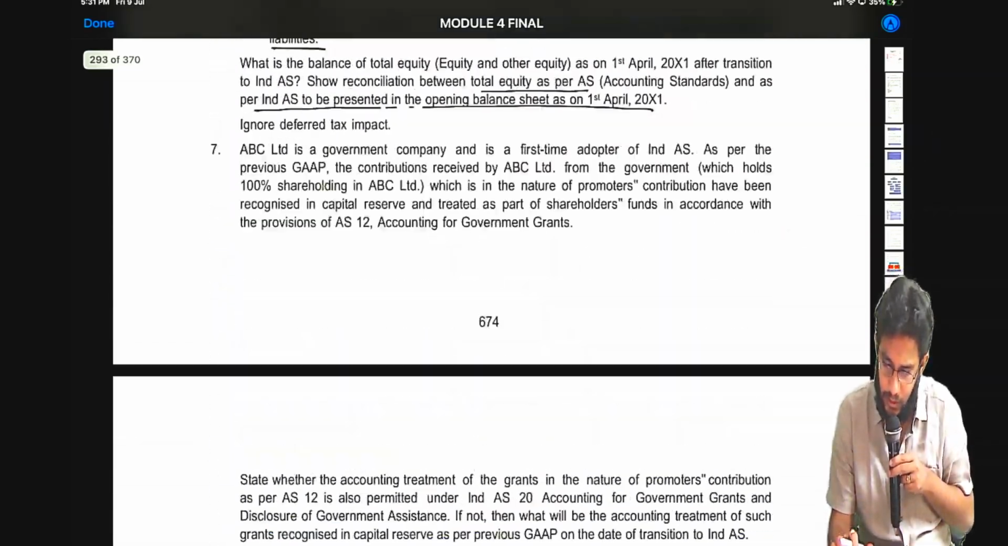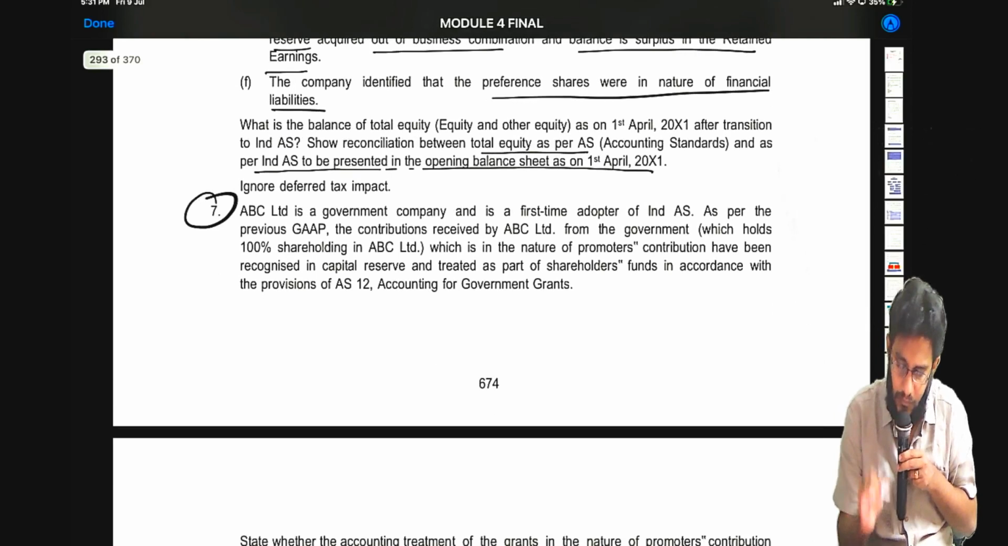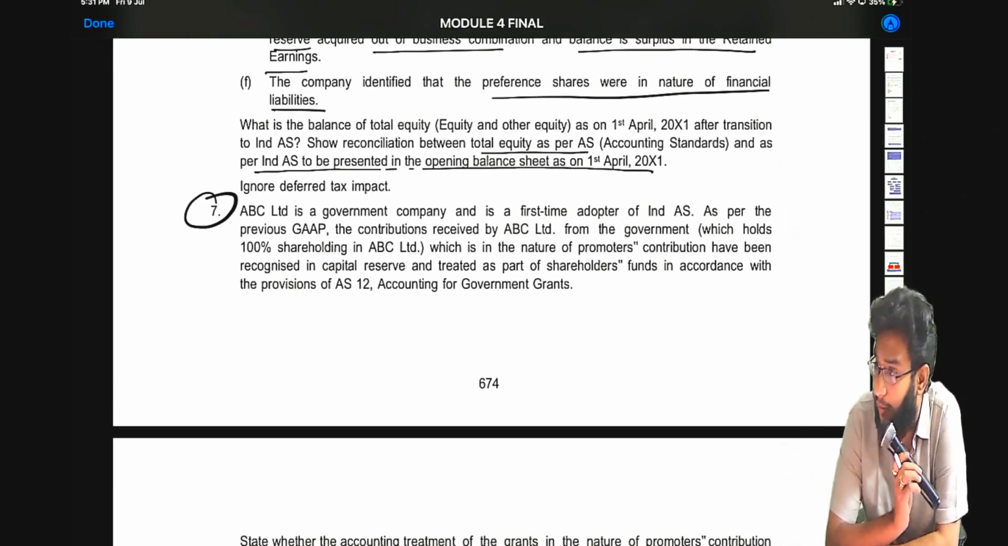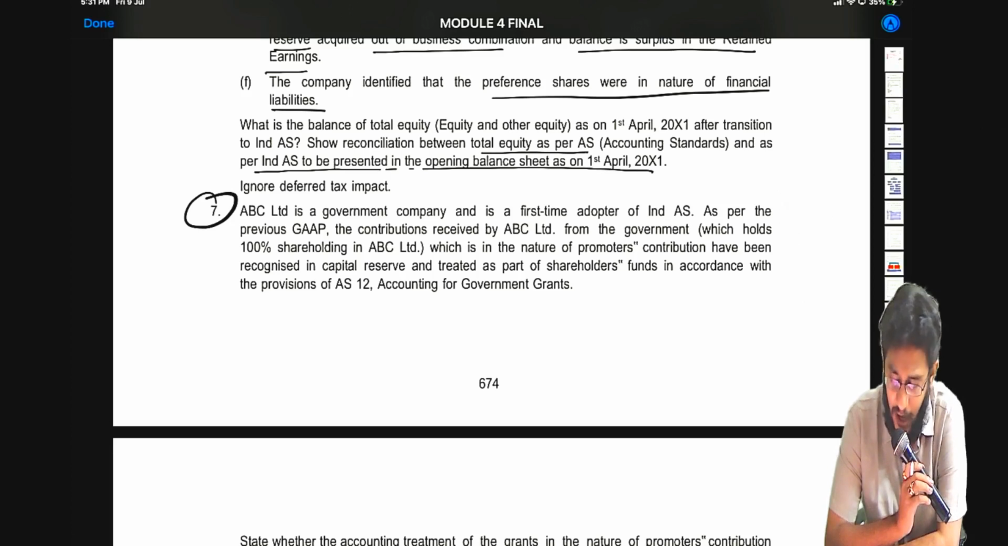Next, coming to the last question. ABC Limited is a government company and is a first time adopter of Ind AS. As per the previous GAAP, the contributions received by ABC Limited from the government, which holds 100% shareholding in ABC Limited, which is in the nature of promoter's contribution, have been recognized in capital reserve and treated as a part of shareholder funds in accordance with the provision of AS 12 government grants.